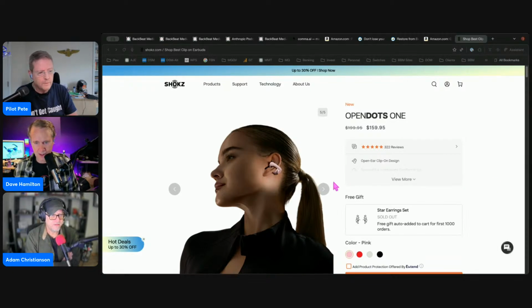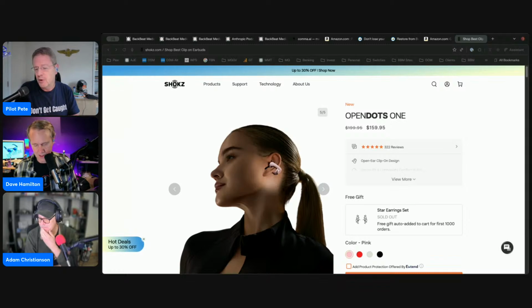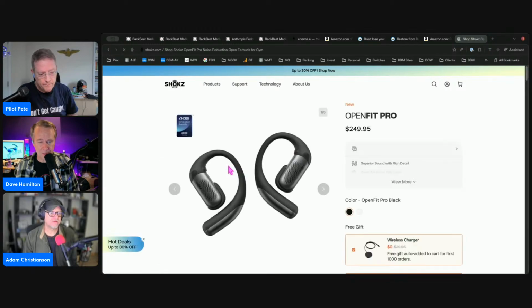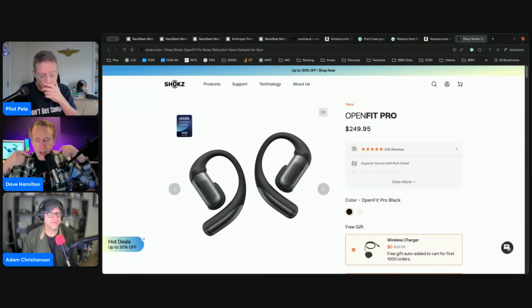So yeah, I reviewed some Shokz OpenFit Pro from CES this year. I don't know if they're available yet. They are. The OpenFit Pros are also available. Okay, yep. They're about $100 more, and they go over the top of your ear. Right.